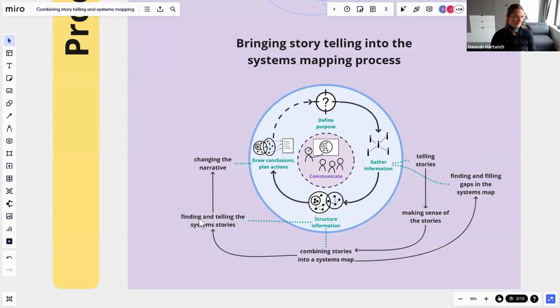And from there, we can then have a look at, okay, what are the patterns that we see? What are the higher level stories that are taking place within the system? And from there, we can think about, okay, how can we change that narrative? So if we're looking at individual patterns, individual stories that are taking place within the system, what changes are needed?